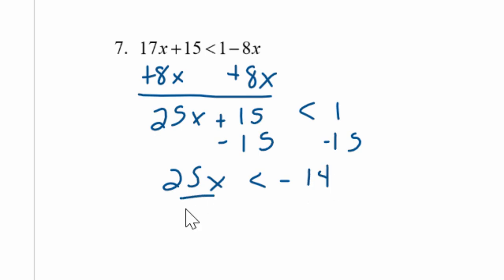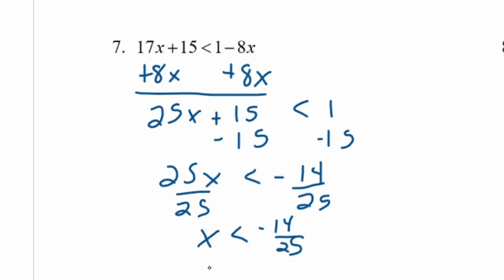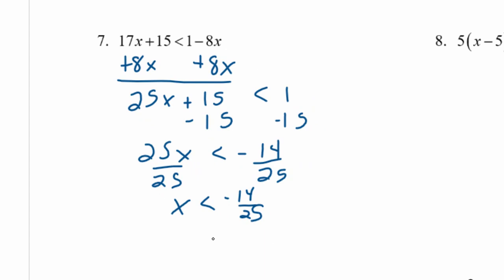And then we're going to divide by 25 so that we can have our x on one side of the inequality. So x is less than negative 14/25. And how do we put that in our interval notation? Well, we know that our negative 14/25 is our biggest number, because we want all the x's to be smaller than that. So we'll be putting the negative 14/25 on the right side of the interval notation with a parenthesis, because we have no equal sign.